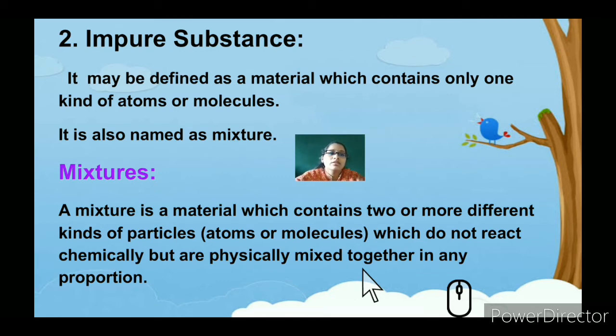So a mixture does not contain only one particular kind of particles. They do not react chemically, but physically they can be mixed together in any proportion. A mixture can be combined with some other atoms or molecules, and chemically they do not react. If they do not react chemically, they can be mixed physically together in a particular proportion. They are known as mixtures.